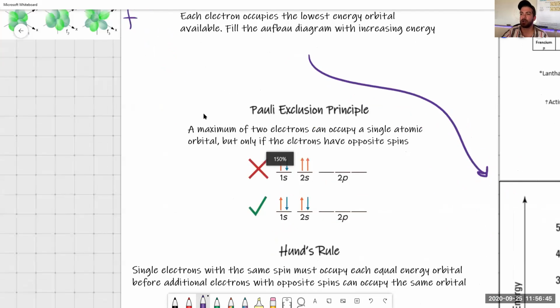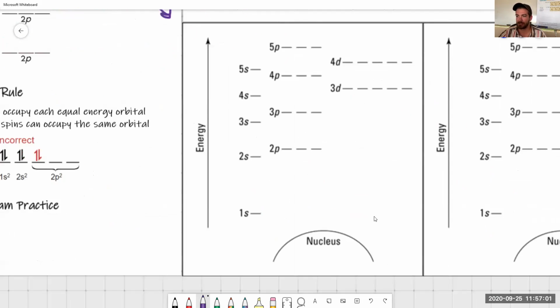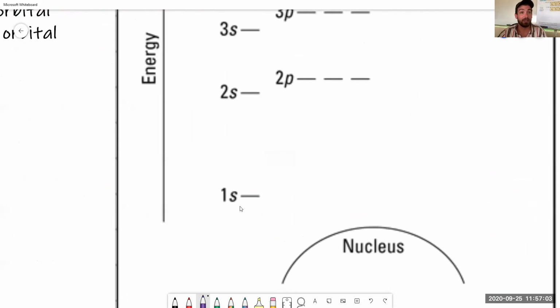Now, we're going to talk more about how we interpret and how we apply this. We need to recognize more principles. The Pauli exclusion principle states that a maximum of 2 electrons can occupy a single atomic orbital, but only if they have opposite spins. So what I mean by that here is this is an atomic orbital. This 1s, that right here, that line is called an atomic orbital. It can have up to 2 electrons in opposite spin of each other.